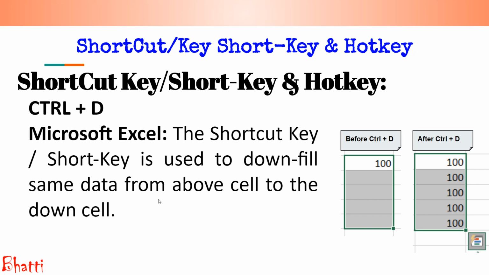You can see in the right side picture, the first picture without Control D, the first cell contains 100 and the rest are empty. And after pressing Control D, the 100 will be repeated and copied in all the cells down. So the same key has a different behavior in different applications.